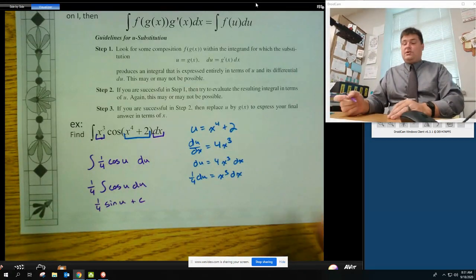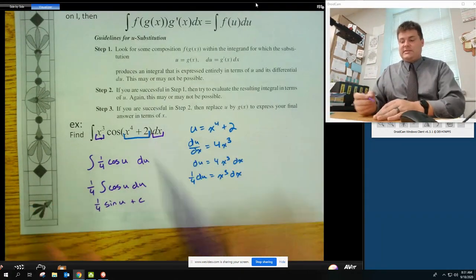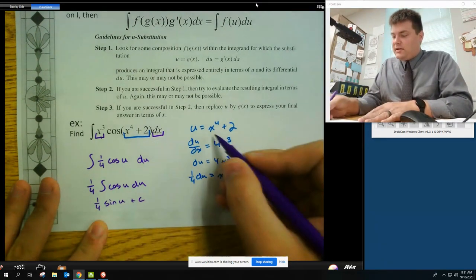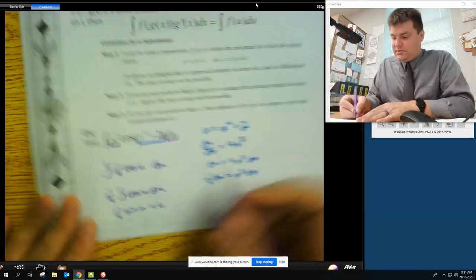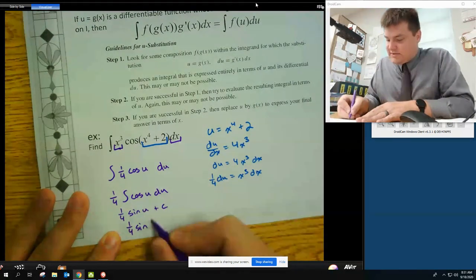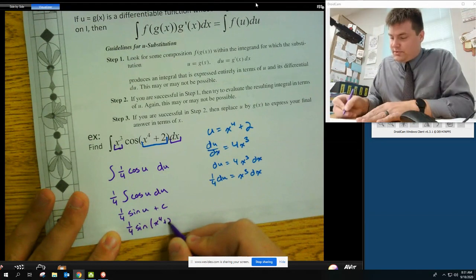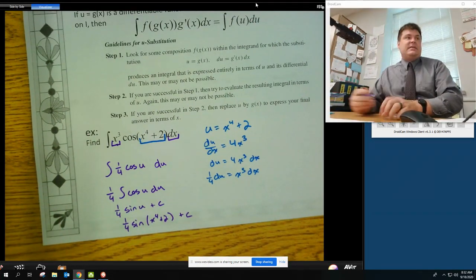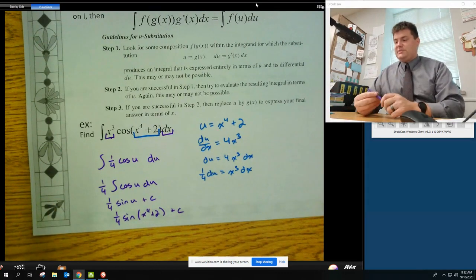Now, since your question started in x's, your answer has to end up in x's as well. So we're going to take that u and substitute back in our original, which is 1/4 sine of not u, but x to the fourth plus 2. Don't forget our lovely plus c. And that is our first u substitution.